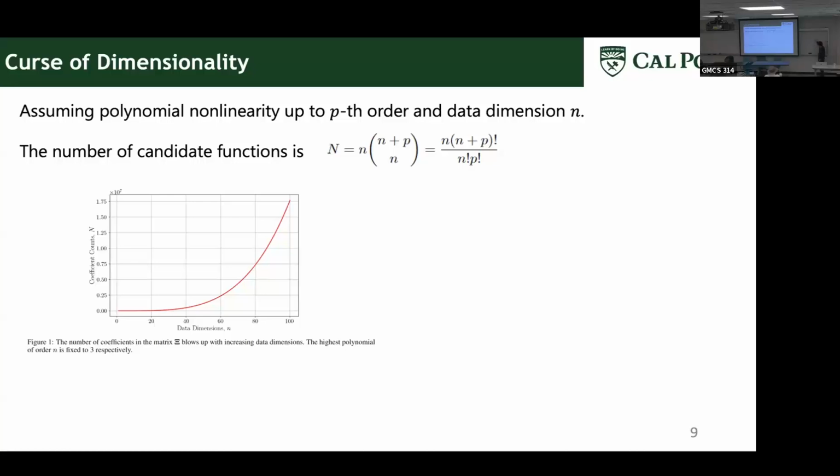Worst case, if you also increase the number of states, the number of combinations of those polynomials also increases exponentially. It follows this kind of factorial formula. The n here represents the number of variables, and p represents the highest order of nonlinearity. So this is kind of crazy.